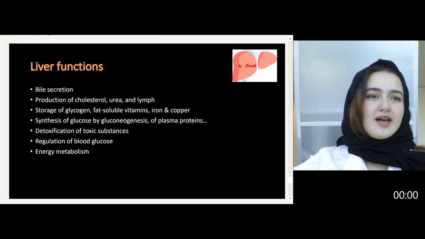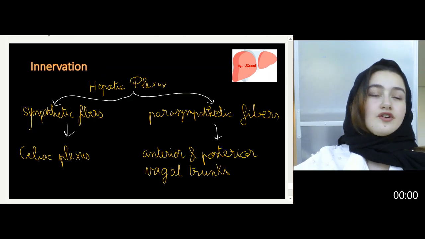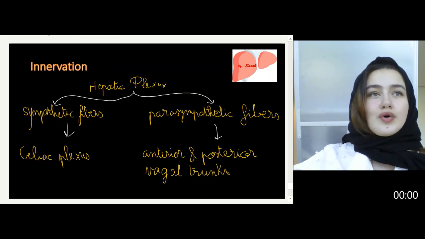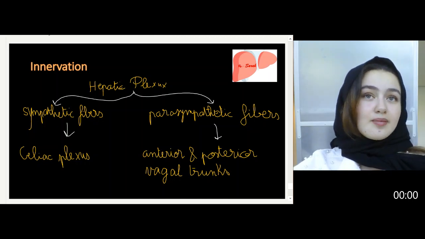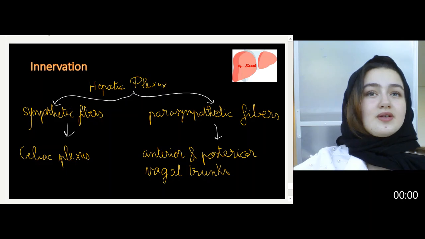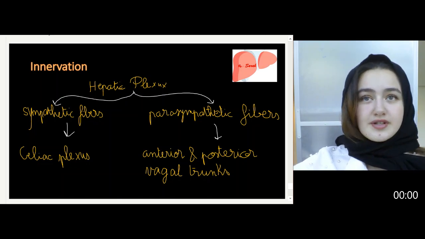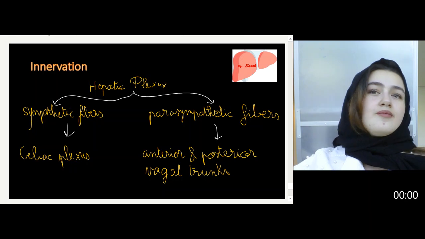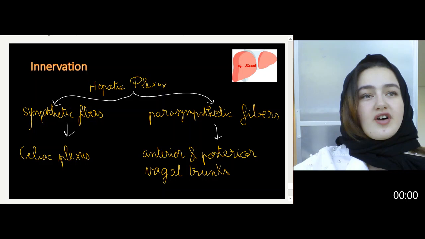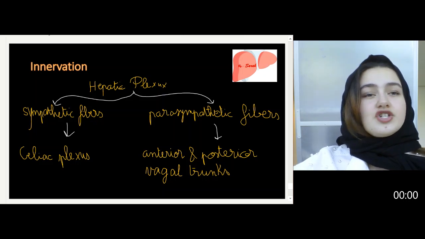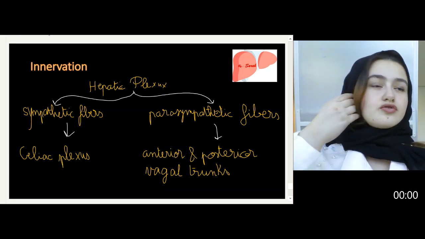And next we have the innervation. So the liver is innervated by the hepatic plexus. The hepatic plexus is divided into sympathetic fibers and parasympathetic fibers. The sympathetic fibers come from the celiac plexus, and the parasympathetic fibers come from the anterior and posterior vagal trunks.